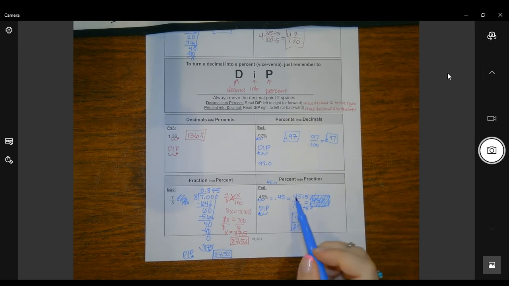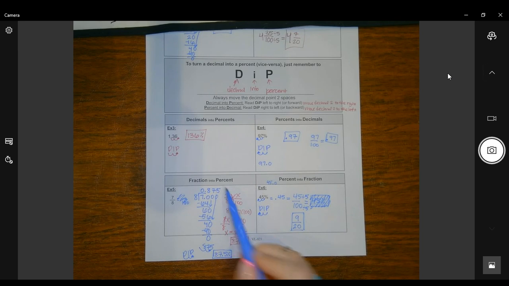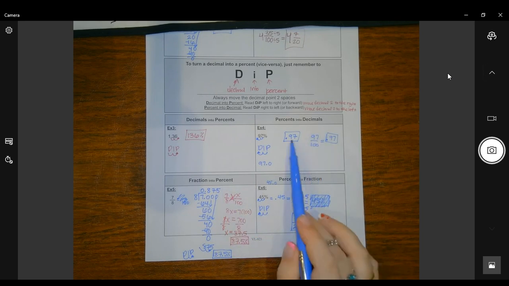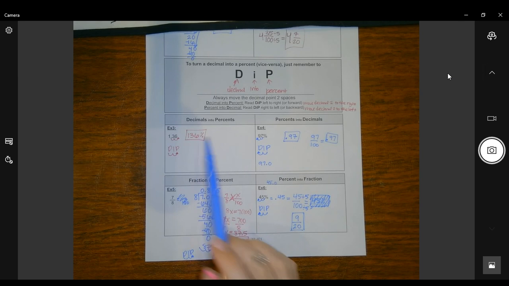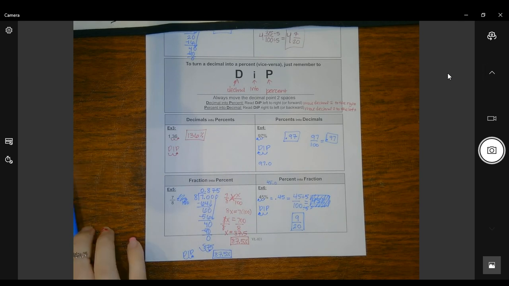Okay, and let's double check. We wanted this percent into a fraction, and it is a fraction. We wanted this to end as a percent. We did. We wanted that to end as a decimal, and we wanted that to end as a percent. Perfect. Now you have all the tools you need in order to jump back and forth between percents, decimals, and fractions. You're going to do great.